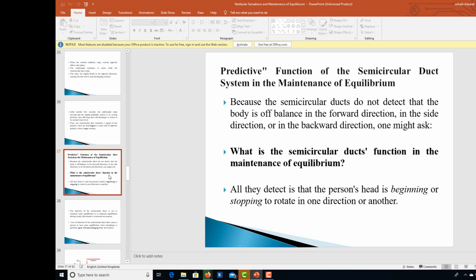Predictive function of the semicircular duct system in the maintenance of equilibrium. Because the semicircular ducts do not detect that the body is off balance in the forward direction, in the side direction, or in the backward direction, one might ask, what is the semicircular duct's function in the maintenance of equilibrium? All they detect is that the person's head is beginning or stopping to rotate in one direction or another.